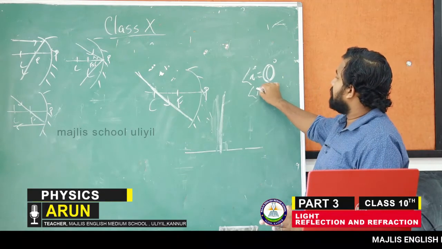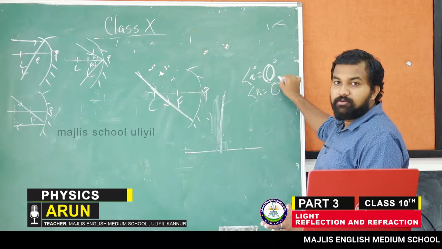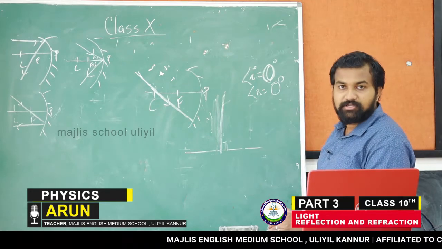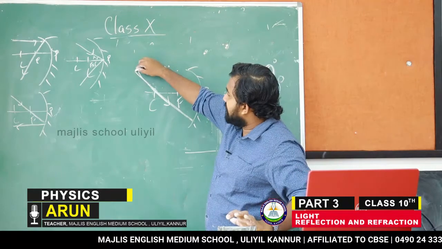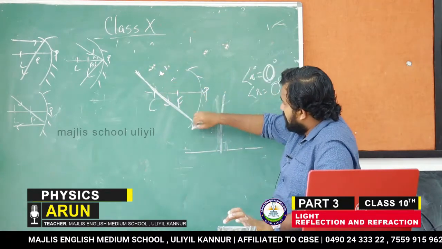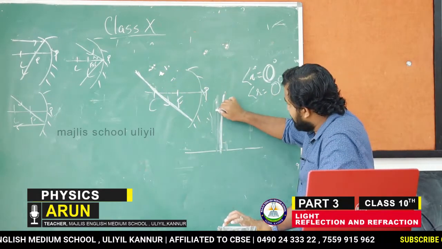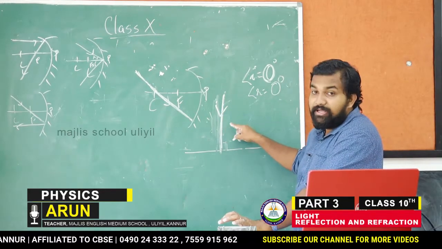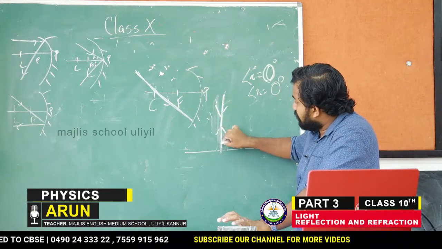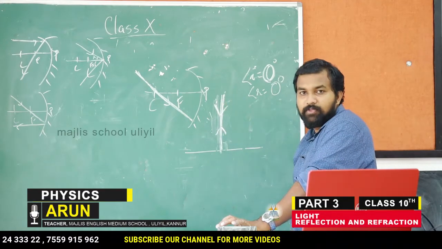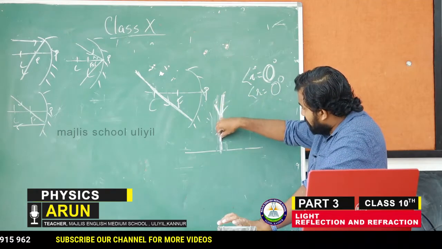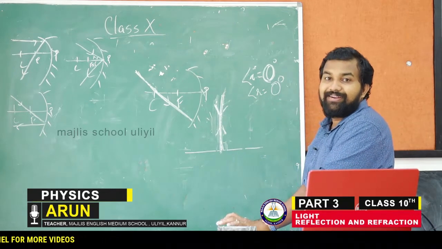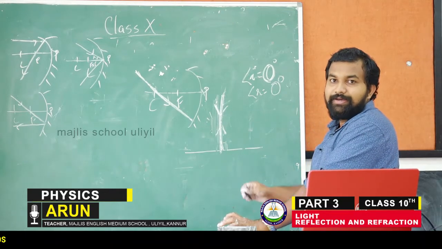So what should be the angle of reflection according to the laws of reflection? The angle of reflection also should be 0 degrees, isn't it? So 0 degrees means what will happen? If the ray is incident through the normal, the ray makes 0 degrees with the normal, so it will retrace its path. Whenever an incident ray is coming through the normal, the reflected ray will also move through the normal. That means it will retrace its path. Clear?